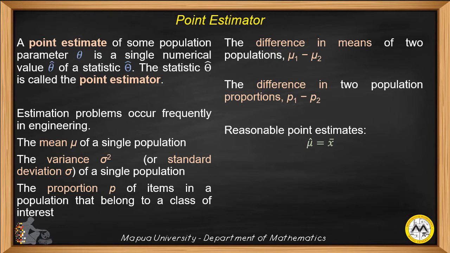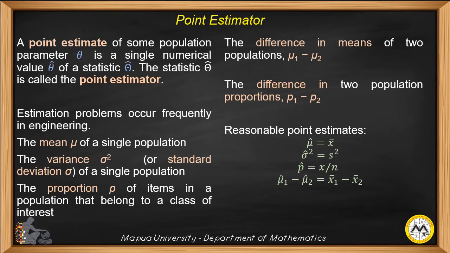For the variance or the standard deviation, sigma squared or sigma, we use the point estimate s squared. So it's the sample counterpart. If you want to estimate sigma or sigma squared, you use its counterpart s or s squared. For the proportion, to estimate the population proportion P, we use the sample proportion x over n. So we divide the number of success x by the total possible outcomes n.